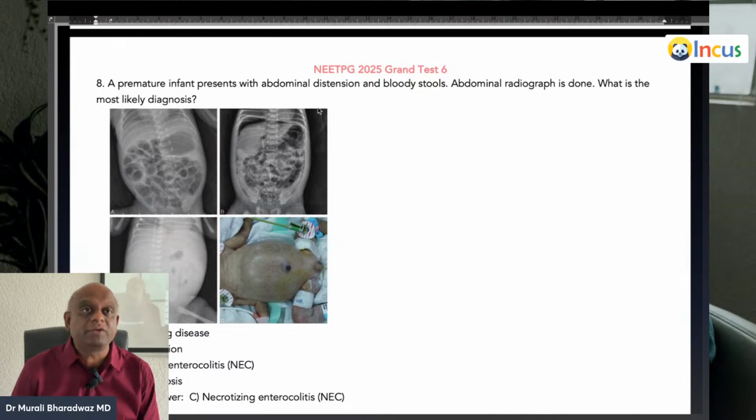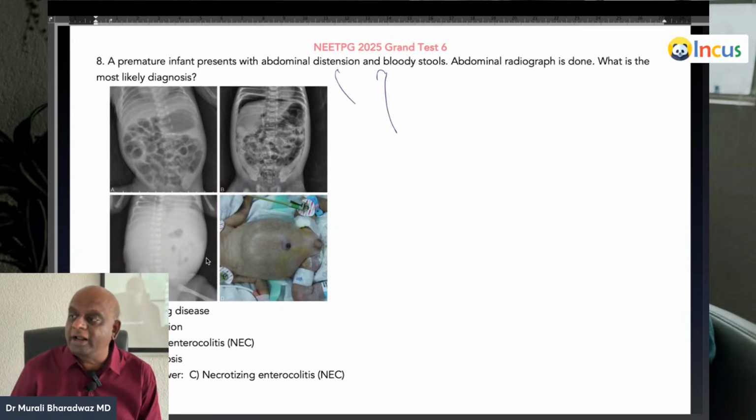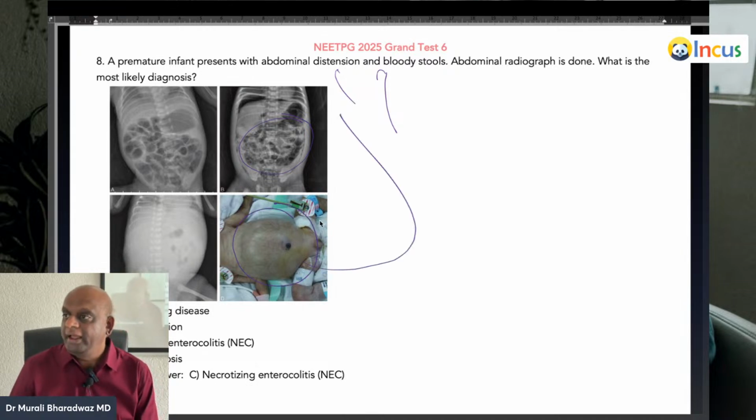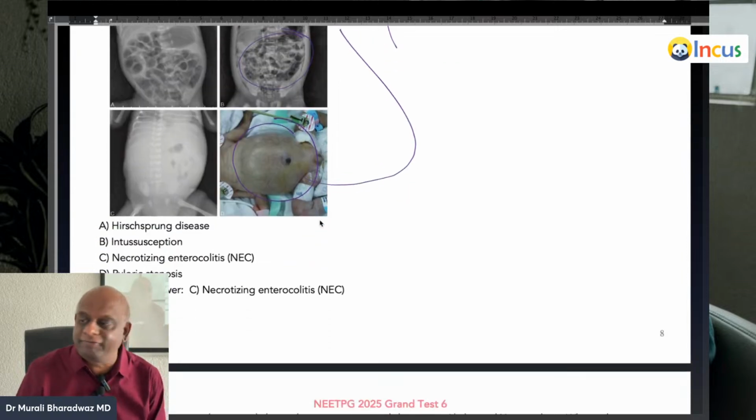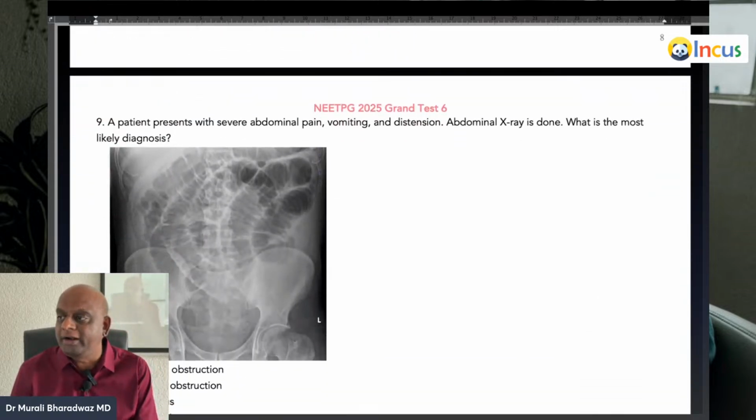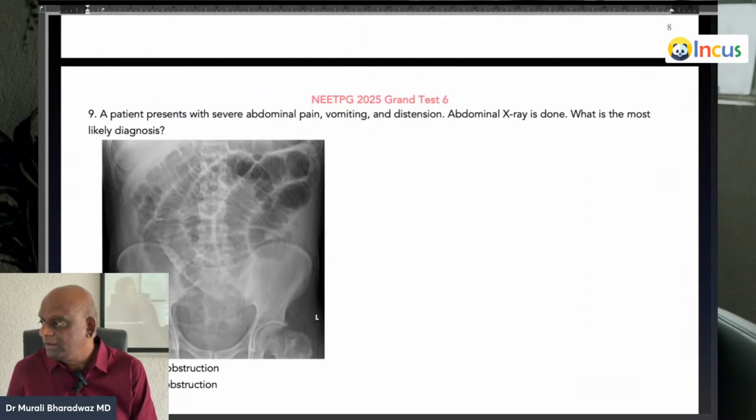Now, a premature infant with abdominal distension with bloody stool, abdominal radiograph has been done, and this is how necrotizing enterocolitis presents, especially in a premature infant, which is a very, very important risk factor.